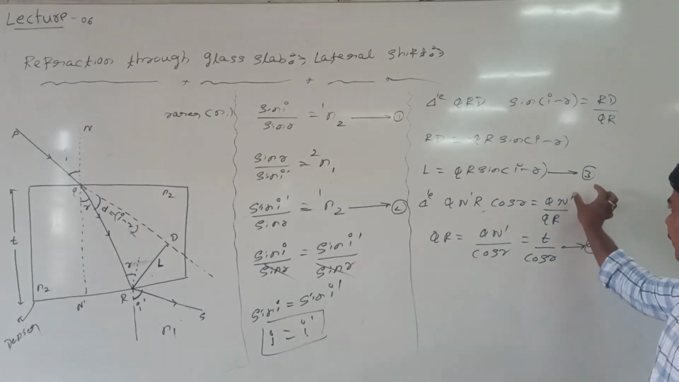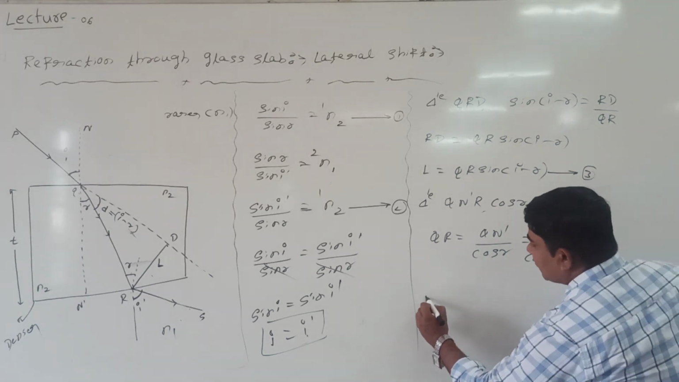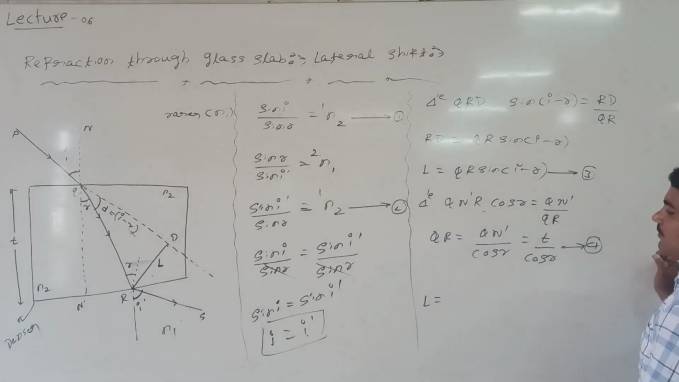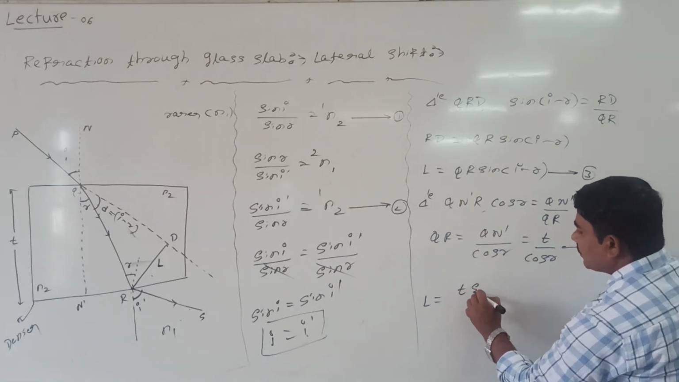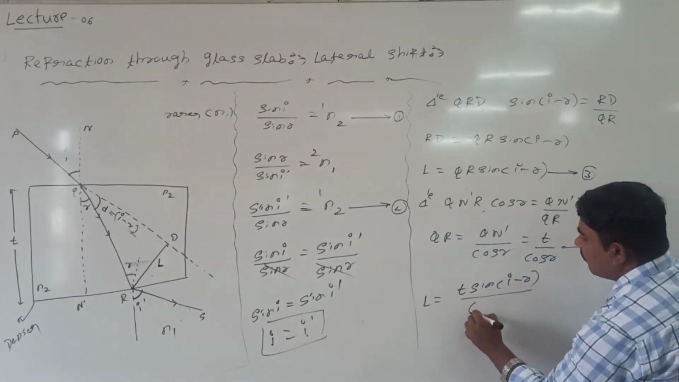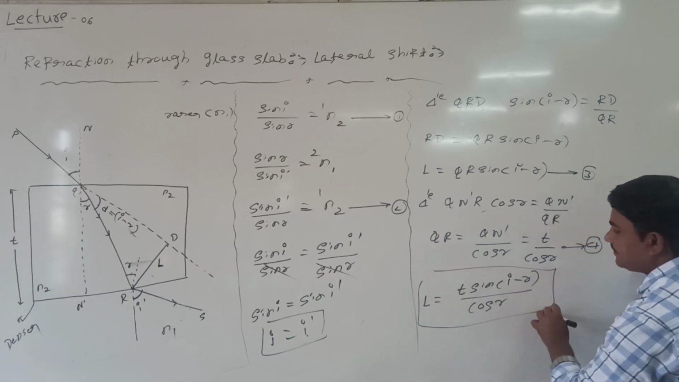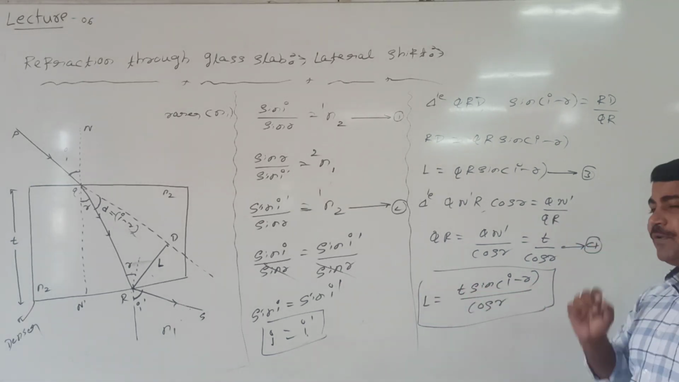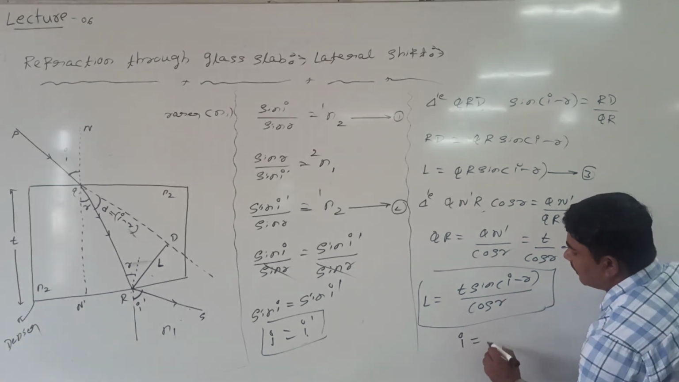Now put equation 4 in equation 3. What will we get? QR is there. Lateral shift L is equal to QR, and QR is this value, t into sine of i minus r, whole divided by cos R. This I can take as the expression for lateral shift, for the case where i is not equal to r.